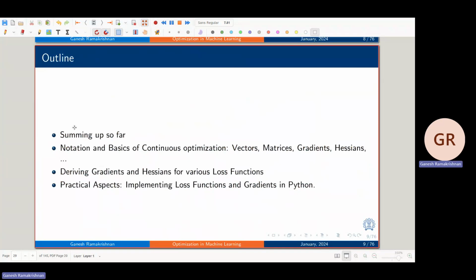So, deriving gradients and Hessians, practical aspects, implementing loss functions and gradients in Python. That's also not difficult. I gave you some Colab notebooks already, right, where you could actually write using NumPy. Your first assignment is going to come up where you will have to write some of these programs. So next week, we'll put out the first assignment. That'll take care of it.